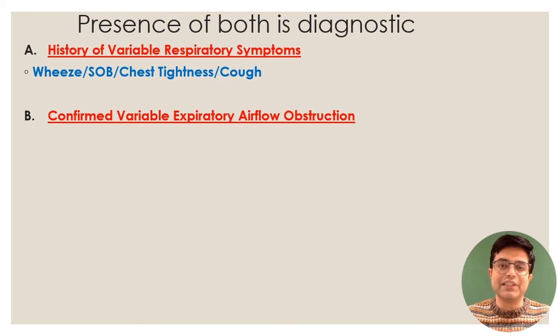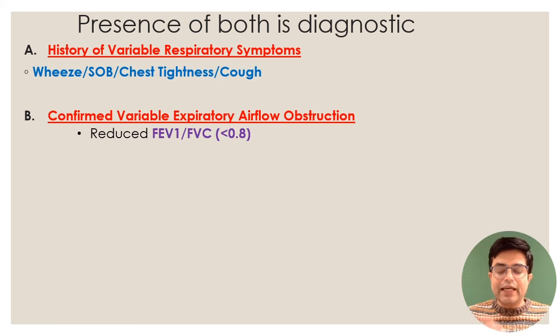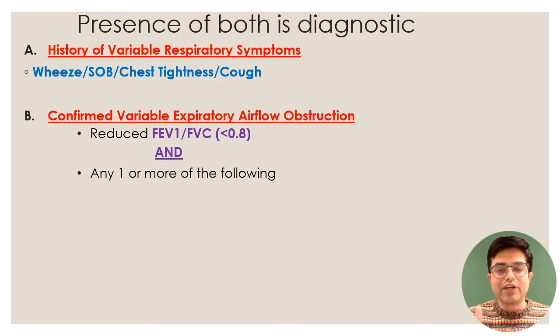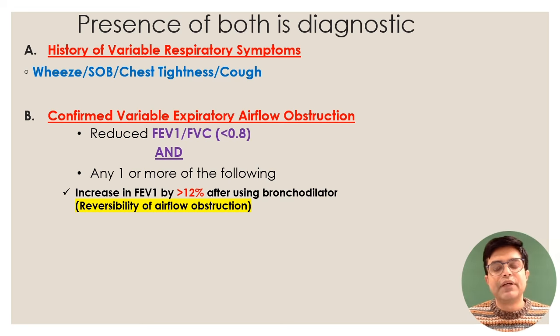Now you need to remember the criteria. So the criteria says when you do spirometry, FEV1 by FVC ratio should be less than 0.8. This is something we have already done. Along with any one or more of the following. What are the other features? In asthma, there should be reversible airflow obstruction. What do you mean by reversible airflow obstruction?